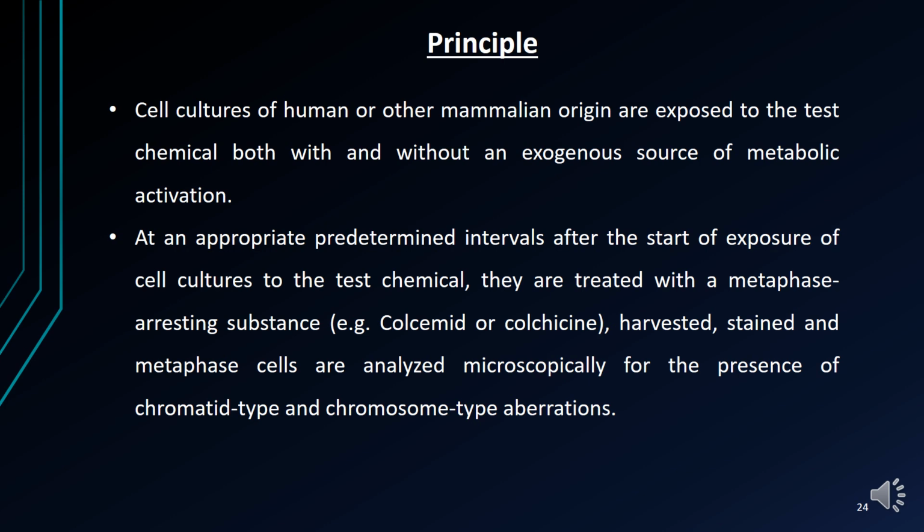After that, it is treated with a metaphase arresting substance, for example colchicine. Then, after the incubation, it is harvested and stained with a particular intercalating dye, and metaphase cells are analyzed microscopically for the presence of chromatid type and chromosome type of aberration.